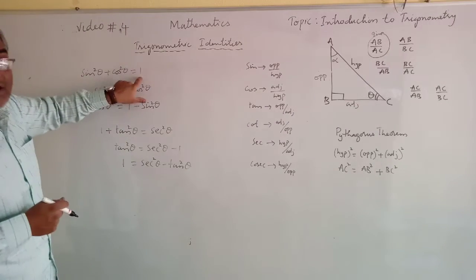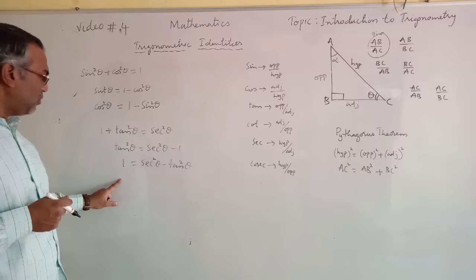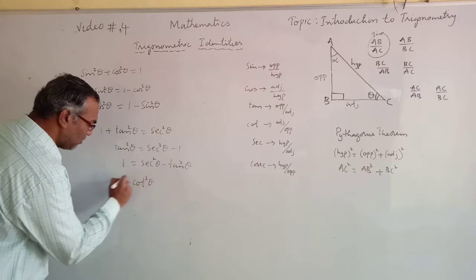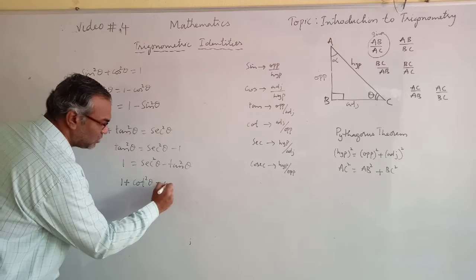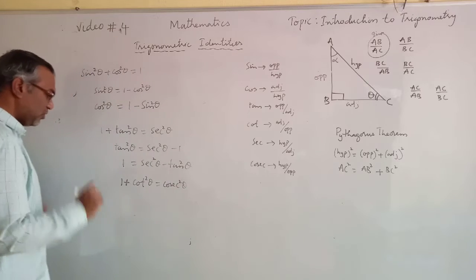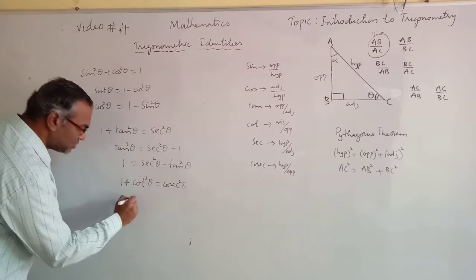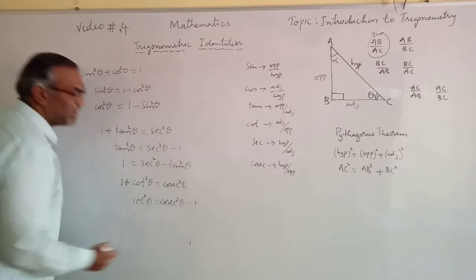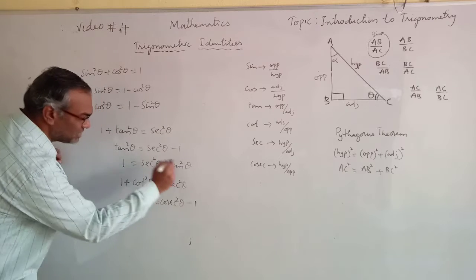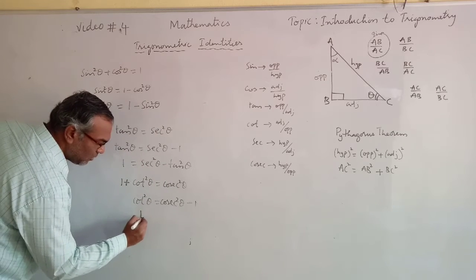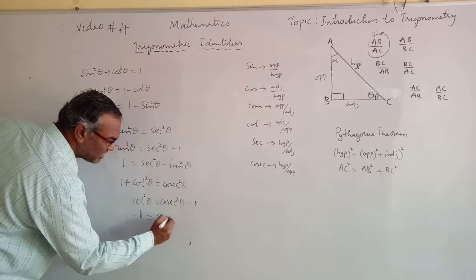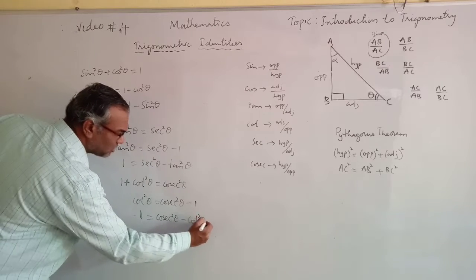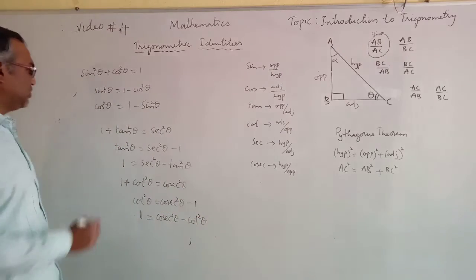Sin square theta plus cos square theta is 1. Sec square minus tan square is also 1. And we saw one more: 1 plus cot square theta is equal to cosec square theta. For this, if you take 1 there, it will be cot square theta is equal to cosec square theta minus 1. Or one more is there, you can take cot square theta there, so it will be 1 is equal to cosec square theta minus cot square theta.